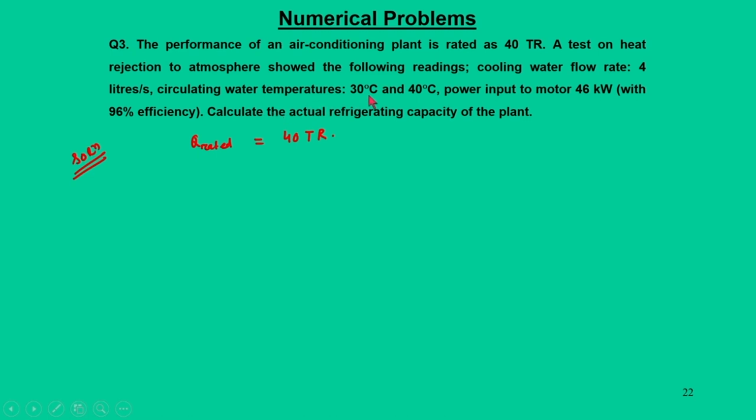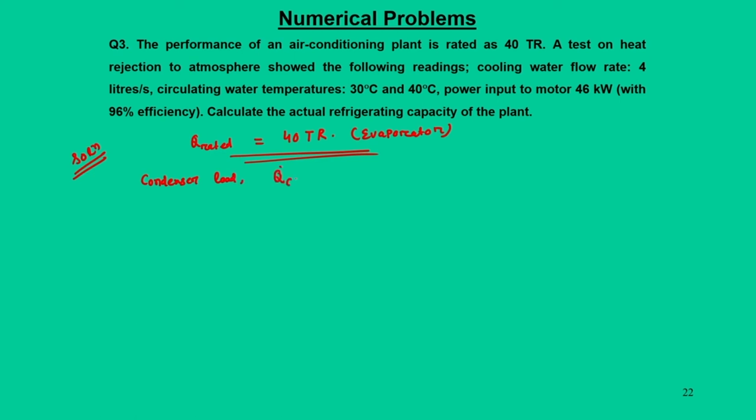Now, from this we can calculate the condenser load. We are also given the power input to the motor, that is 46 kilowatt with 96% efficiency. That means the motor is 96% efficient with its rated power of 46 kilowatt. So, we know the compressor load or power input. The first thing we need to calculate is the condenser load, and then the evaporator load, or rated load of the plant.